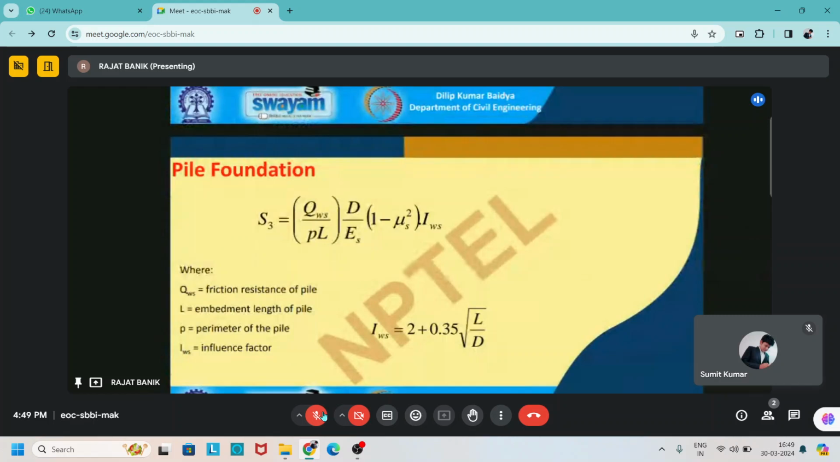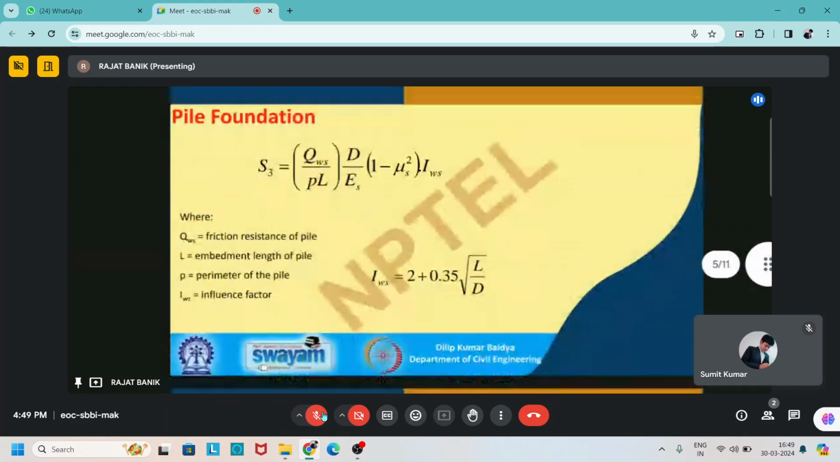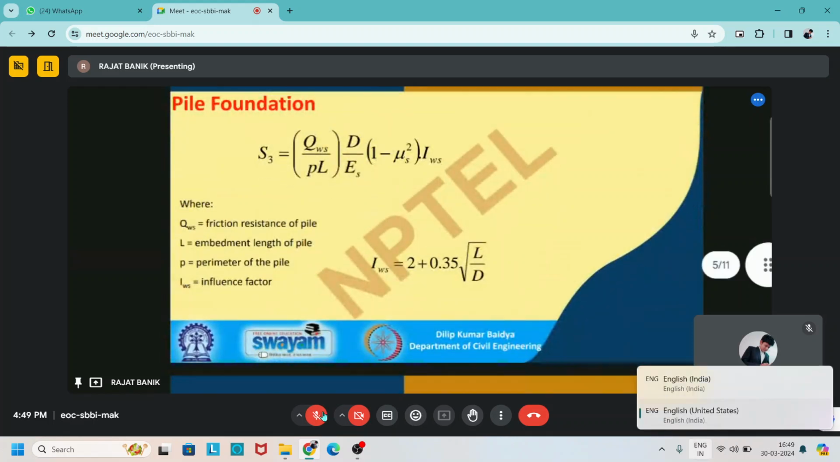Then there is another type of settlement, S3, which is equal to QWS divided by P into L, into D by ES, into (1 minus mu S square) into IWS. So IWS is the influence factor, P is the perimeter of the pile, and L is the embedment length of the pile. QWS is the skin resistance of the pile. IWS is 2 plus 0.35 into root over L by D.